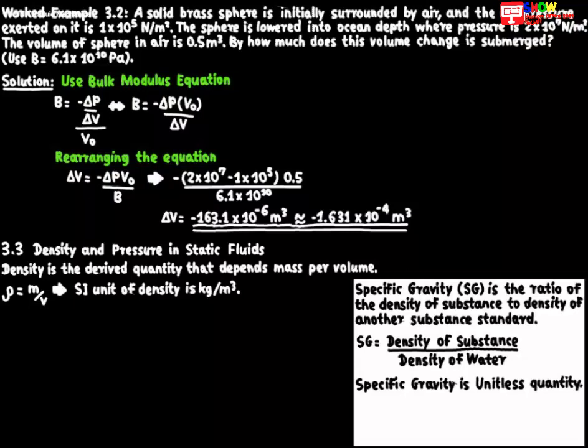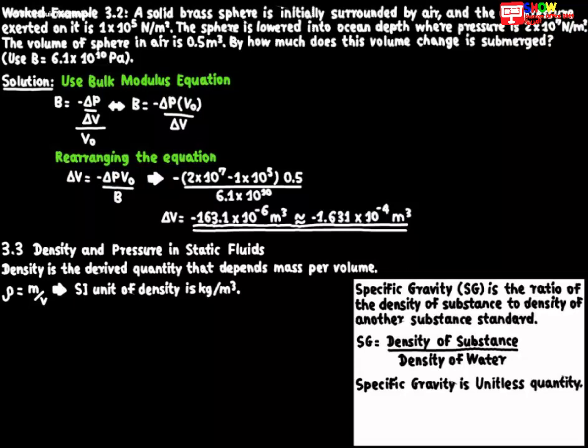Let's go to 3.3, density and pressure in static fluids. Density is the derived quantity that depends on the ratio of mass per volume. Density, rho, is equal to m over V. The SI unit of density is kilogram per meter cubed.